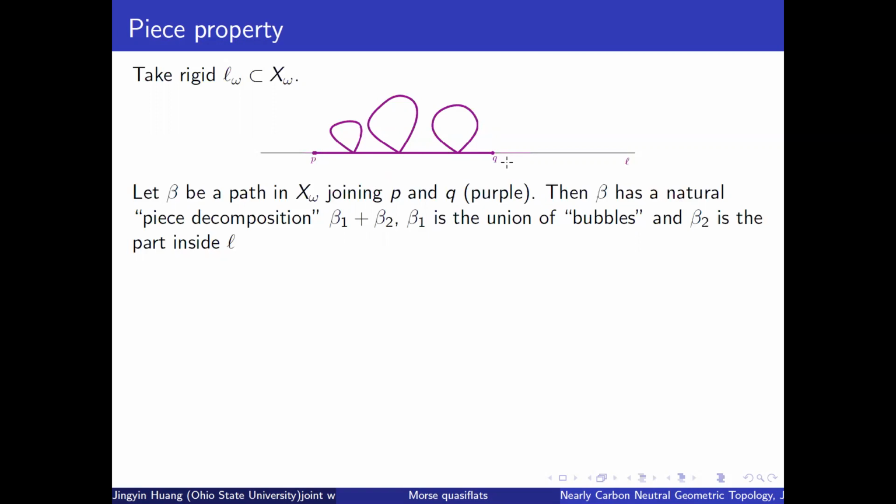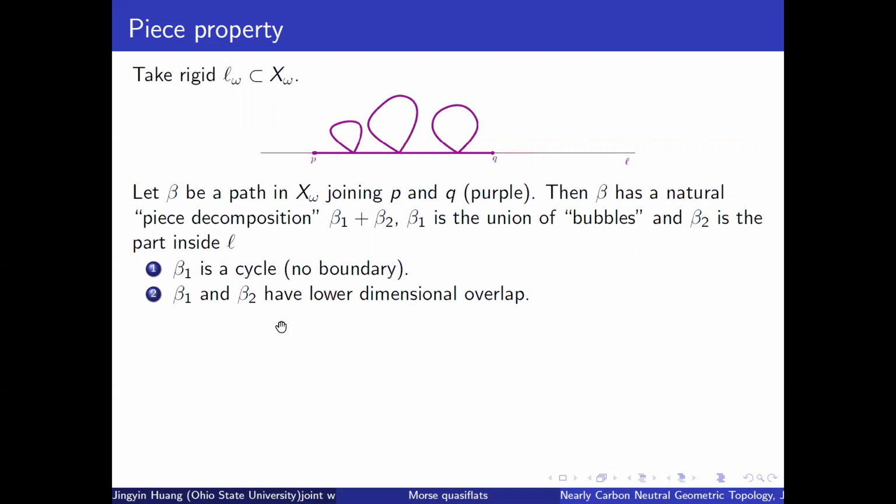I want to say a bit more about what is special about this piece decomposition. If you take a line which is not rigid, you can still get some decomposition by just looking at the part of beta which is outside the line, and the part of beta which is inside the line. You can always get a piece decomposition in general, but what is special about this piece decomposition? So there are three properties. The first property is this beta 1, the part which is outside L. Then you close it up in a natural way. It has to be a cycle. So there's no boundary. So these are cycles. And then second, beta 1 and beta 2 have no dimensional overlap. So their overlap is on these points, which is zero dimension. And then third, we know exactly what beta 2 is. Beta 2 is basically the canonical filling between P and Q inside L.